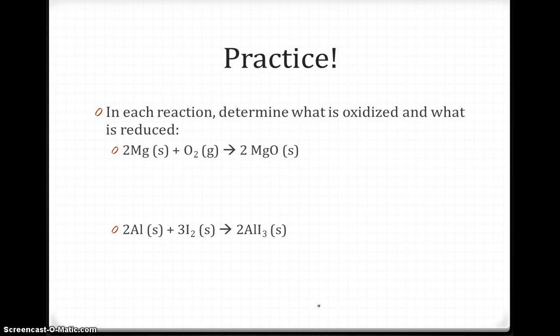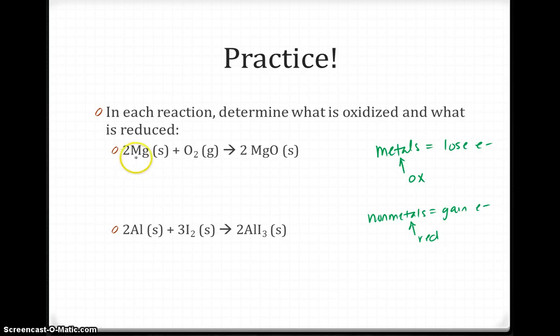Now that you're back to the video, I'm hoping you guys looked at your periodic table because it's all about identifying what's the metal and what's the nonmetal. Because we know that metals will always lose electrons, so that means your metals will always be oxidized. We know our nonmetals always gain electrons, so that means our nonmetals are always going to be reduced. So when you have a metal and a nonmetal reacting, your metals will always be oxidized, your nonmetals will always be reduced.